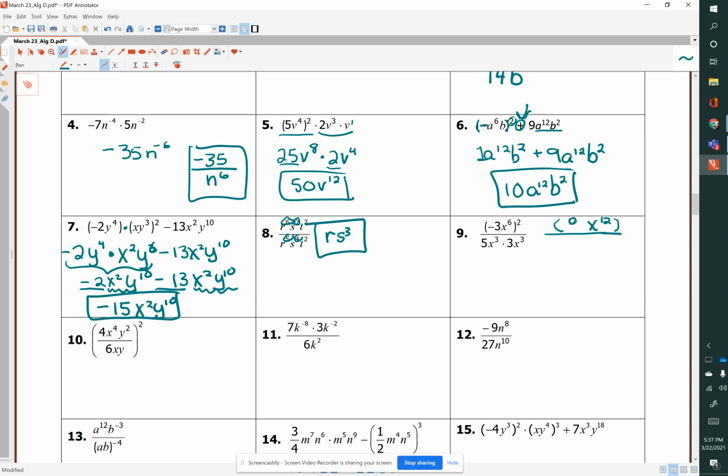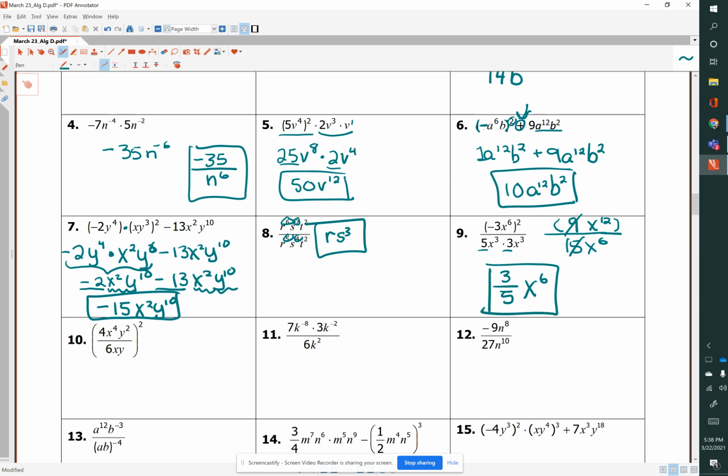So that's going to be negative 3 times negative 3 is a positive 9, x to the 12th power, and in the denominator, 5 times 3, 15, x to the 6th power. Okay, so now 9 over 15 can be reduced to 3 over 5, and x, 12 minus 6, that would be x to the 6th power.